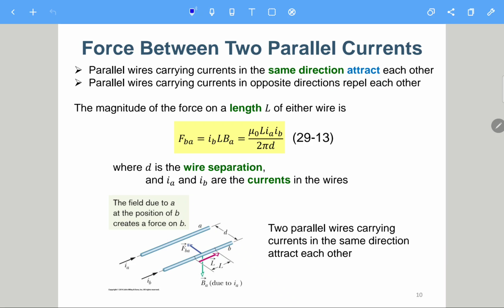Okay, next we talk about the force between two parallel currents. So in the previous chapter, we know that if we place a wire in the magnetic field, then there will be a Lorentz force acting on the wire. So now if we place two current carrying wires close together, then there will be force acting on each other. And of course, the direction of the force depends on the current direction. So let's see.